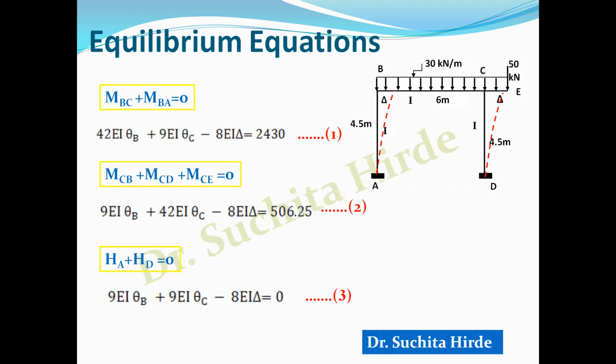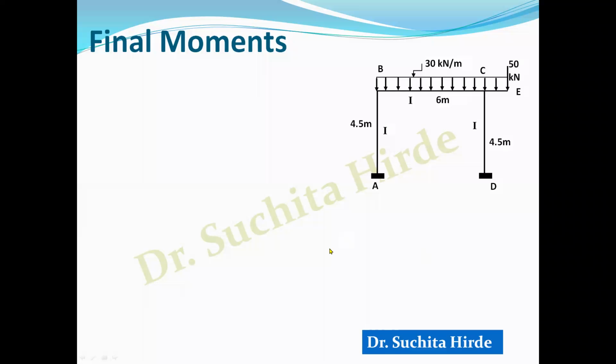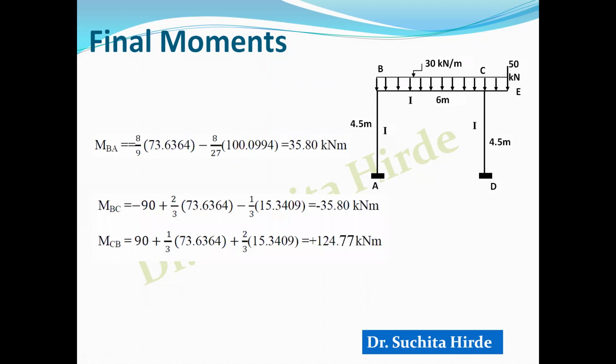So if you solve this, you will get EI theta B as 73.6364, EI theta C as 15.3409 and EI delta as 100.0994. Now we have to back substitute these quantities of theta B, theta C and delta in slope deflection equation to get final end moments for all the members. So if you substitute value of theta B, theta C and delta in equation of MAB, you will get MAB is equal to 3.07 kilonewton meter. MBA is equal to 35.80 kilonewton meter. For member BC, the final moments are minus 35.80 kilonewton meter and plus 124.77 kilonewton meter.